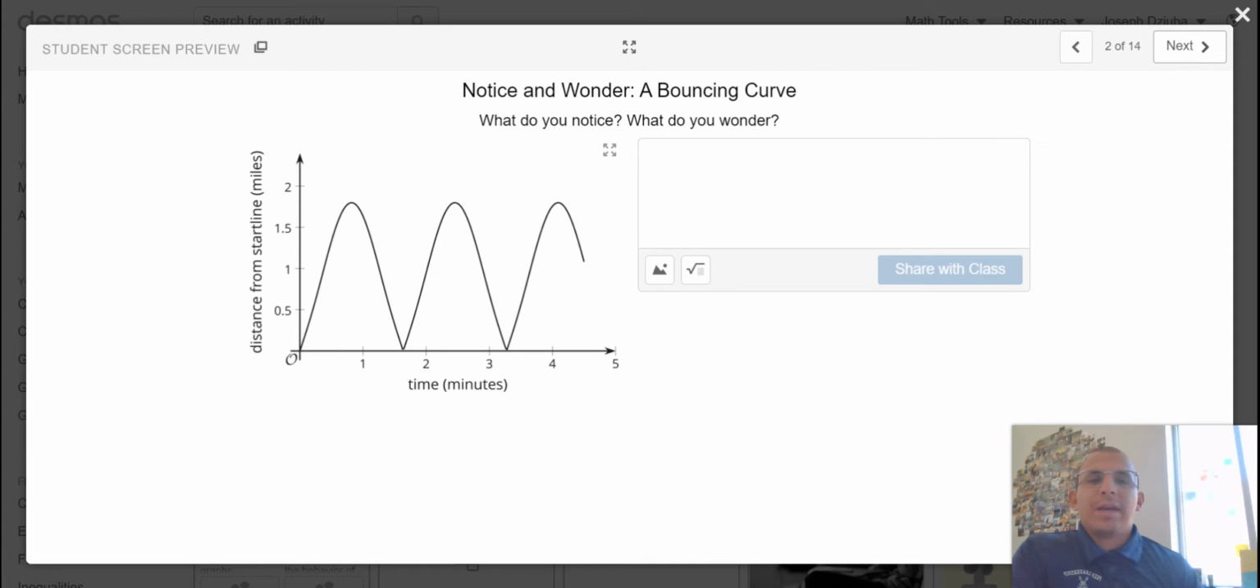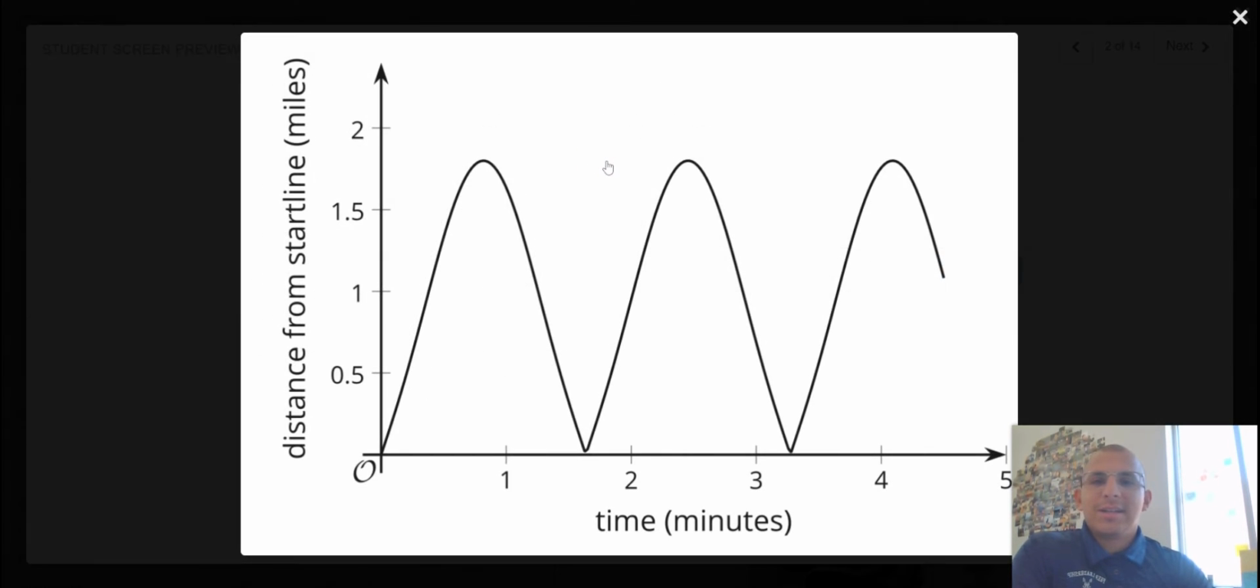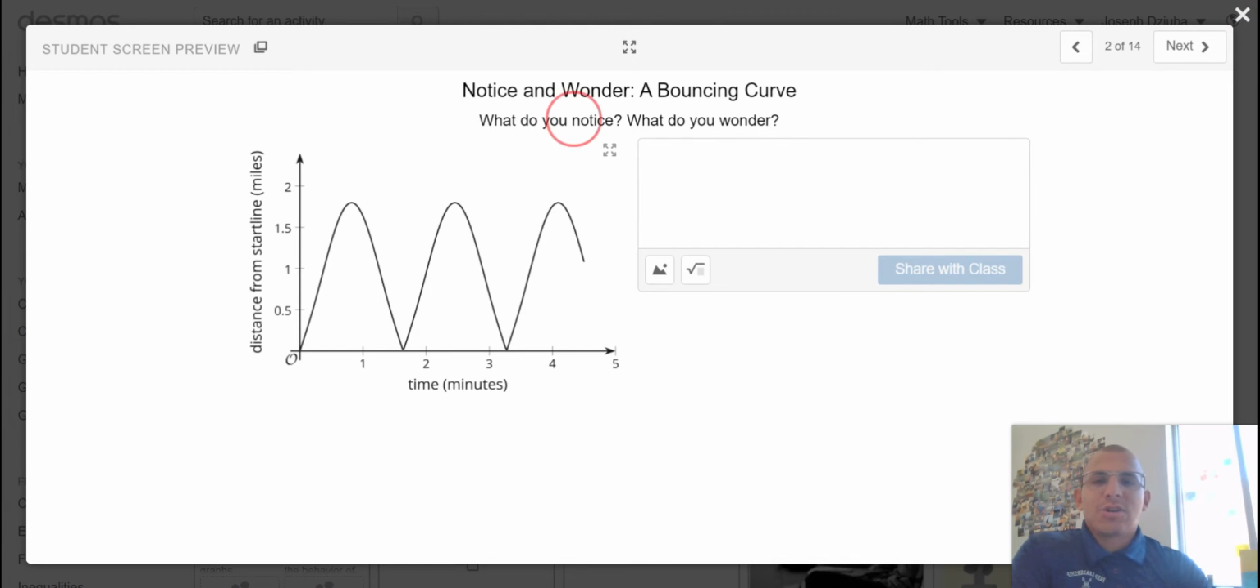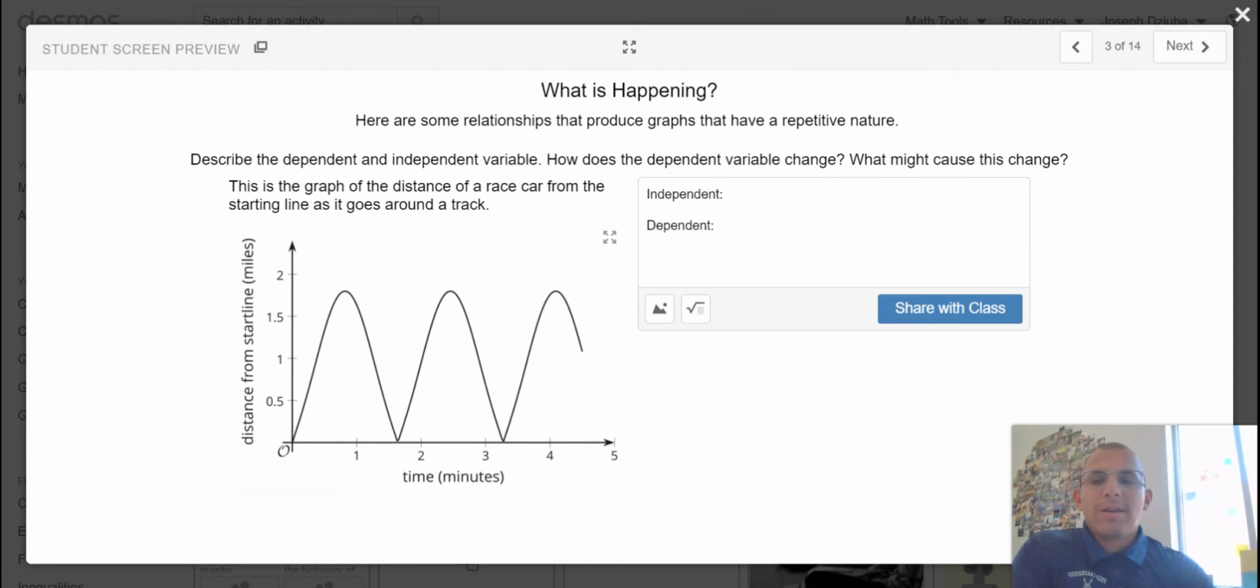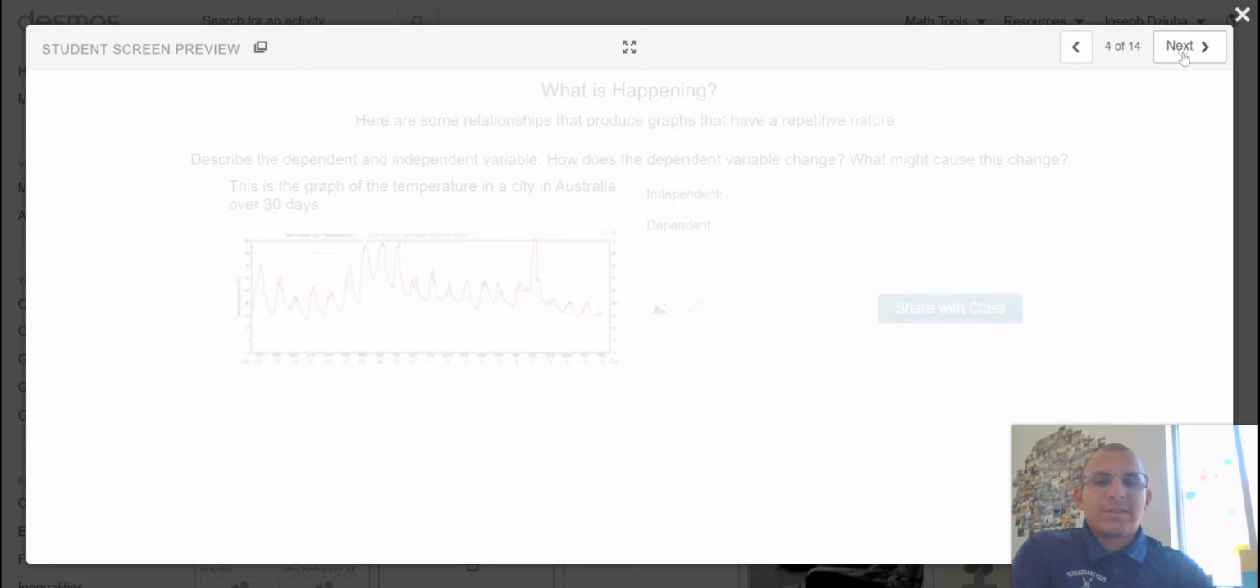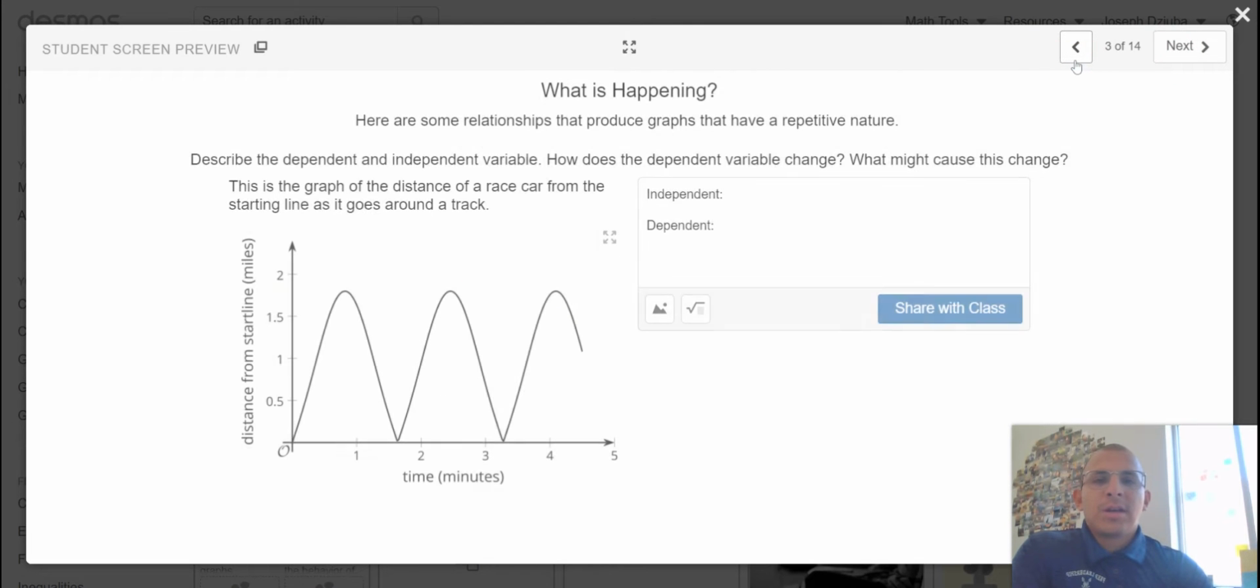So here we have a bouncing curve with the x-axis representing time and the y-axis representing the distance from the start line. Could be, actually, I'm not going to say what it could entail. Think of circular behavior when describing what you notice and what you wonder. So we have a few graphs, and there's our one from the do now, that produce phenomena that have a repetitive nature.